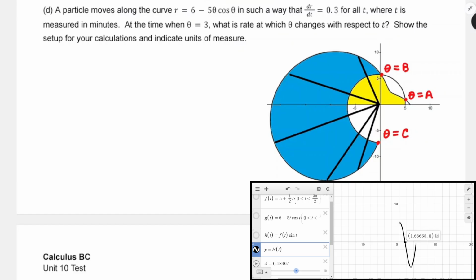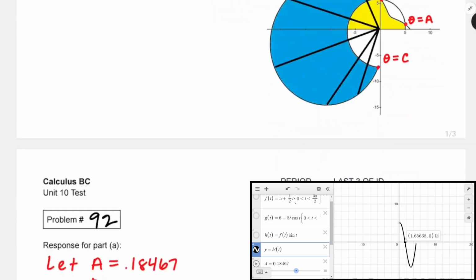dr dt is 0.3, what is d theta dt? Show the setup for the calculations, indicate units of measure. Okay, so R is measured in units per minute. All right. And theta is going to be measured in radians per minute. Or d theta dt is going to be measured in radians per minute. Theta is going to be measured in radians always in this class. So dr dt is 0.3.